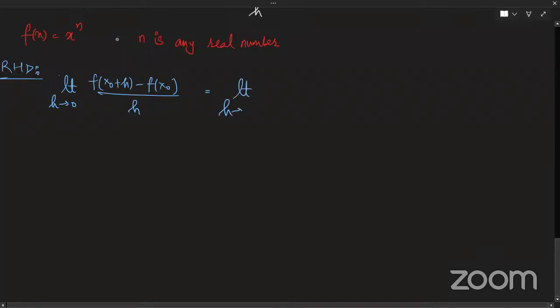So I've got limit h tending to 0 of f of x naught plus h. So it will be x naught plus h raised to n minus x naught raised to n, whole divided by h. Is this correct, everyone?